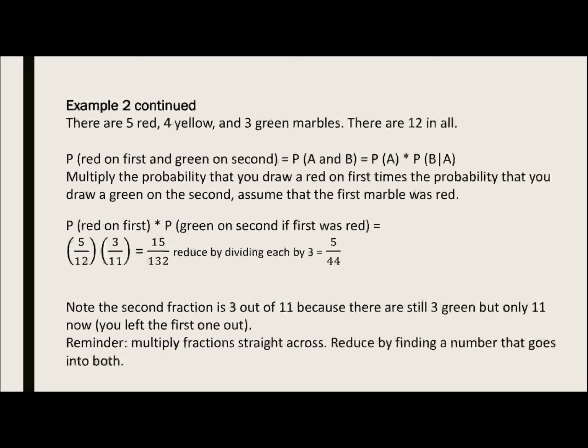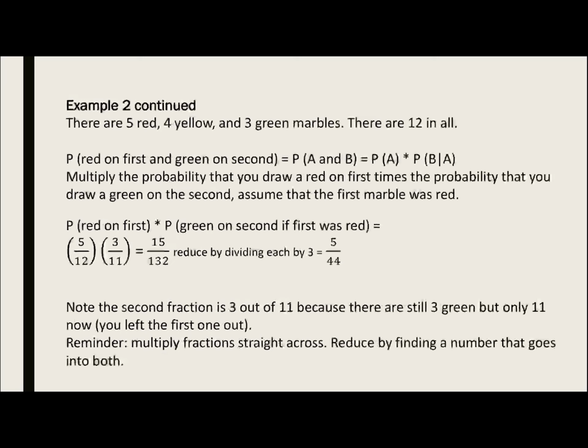What's the chance you pick a red? There's 5 red out of 12. We're going to multiply it by the probability that we pick a green if the first was red. Okay, if the first marble we picked was red, there are still 3 green marbles in the bag. But we left that first one out, so there are only 11 in the bag.